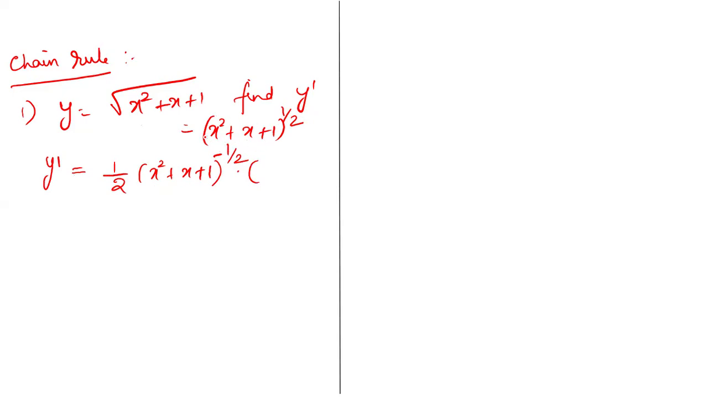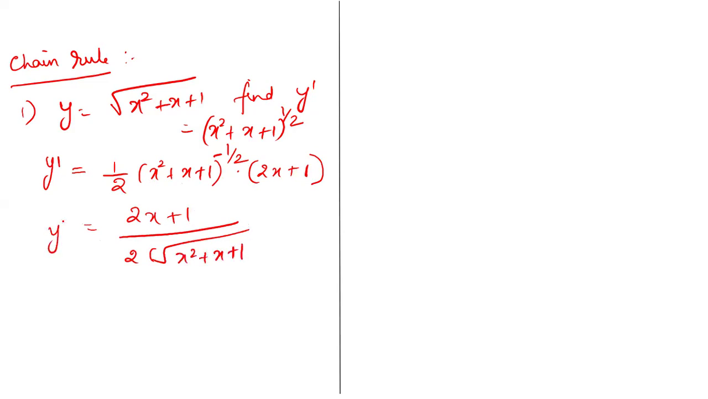inner function differentiation. You differentiate x squared, it will be 2x. If you differentiate x, it will be 1. If you differentiate 1, it is a constant function, as you would have guessed. So the differentiation of a constant function will be 0. This is my final answer. If I write it in a clear way, (2x plus 1) divided by 2 times root of x square plus x plus 1. This will be my final answer.